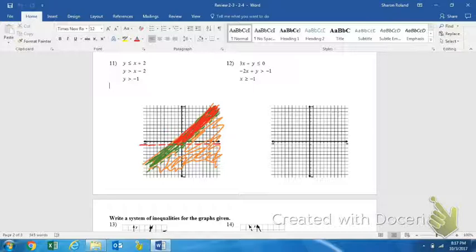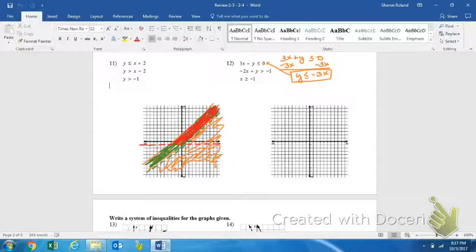Okay, before we can get going on this one, we have to have these in y equals. So I'm going to solve the first one. You have 3x plus y is less than or equal to 0. Subtract 3x from both sides. And y is less than or equal to -3x. This is the exact same equation as right there.